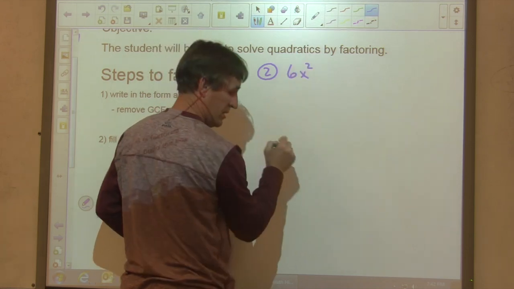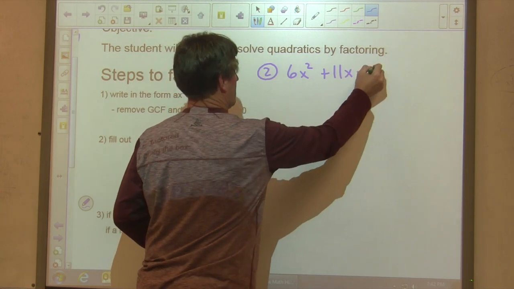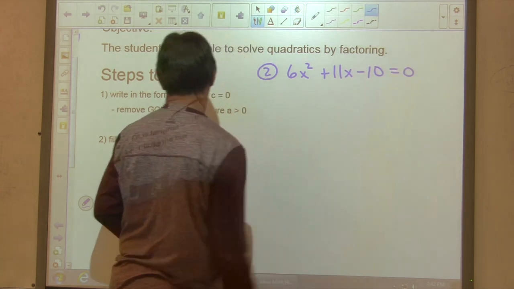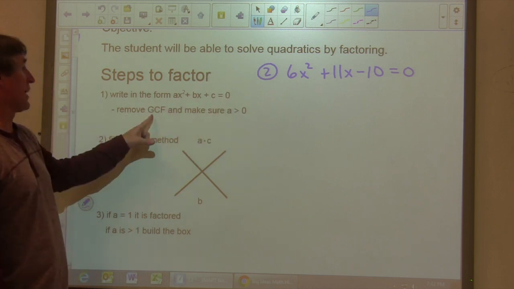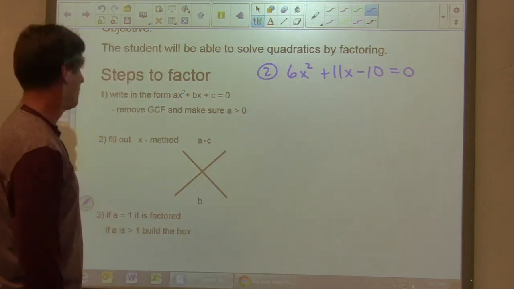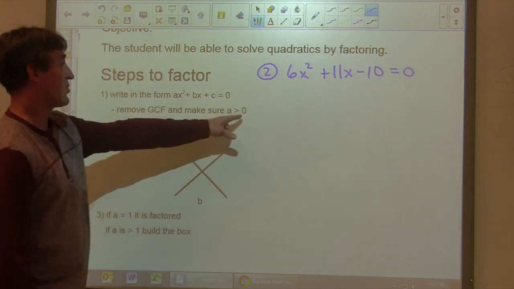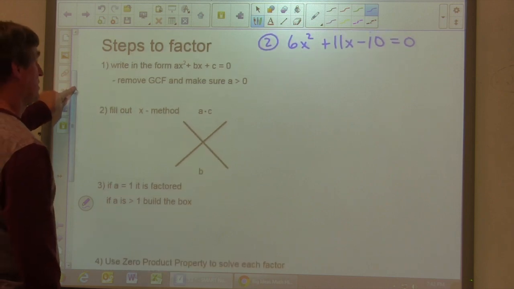6x squared plus 11x minus 10 equals 0. So it's in the form we want. We check for greatest common factor. There's nothing that goes into 6, 11, and 10 except 1, so we don't need to do anything there. A is greater than 0, so we're okay. So we can go straight to step 2.